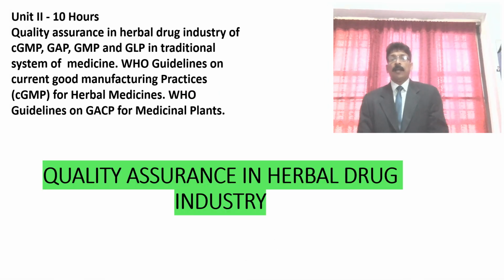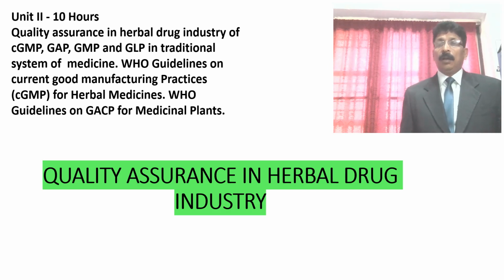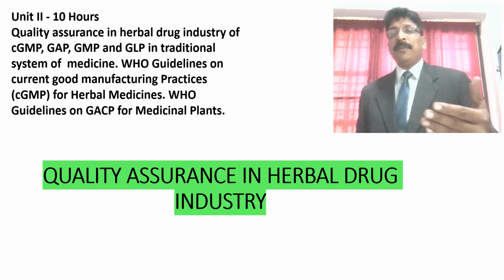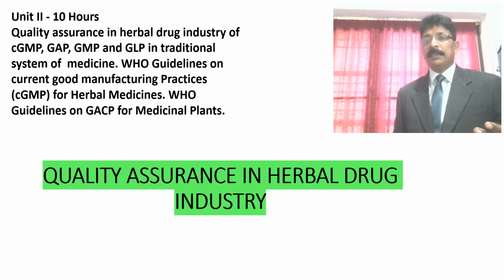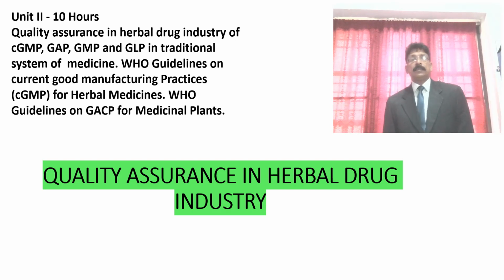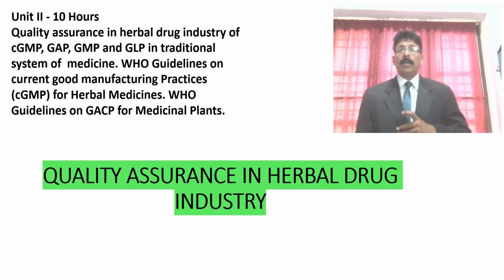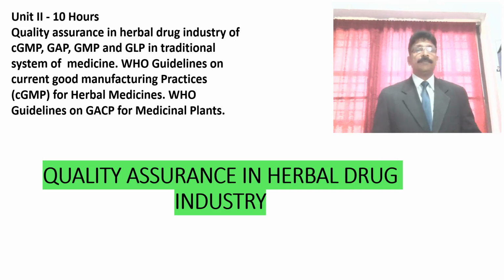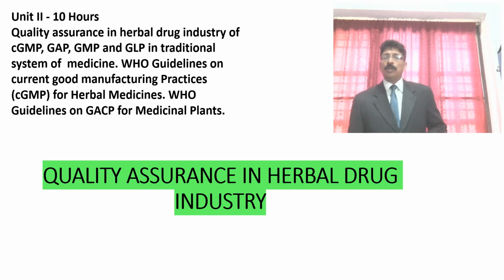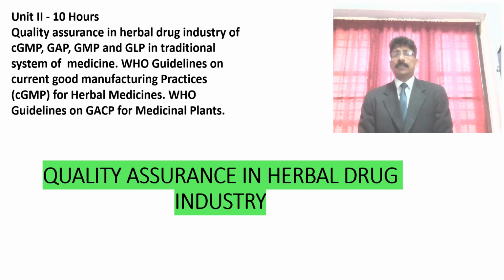In unit 2, quality assurance in herbal drug industry of current good manufacturing process and good agricultural process, and even good manufacturing process which you have discussed in pharmaceutics and in industrial pharmacy, which also have to be discussed, and good laboratory practice in traditional system of medicine for the system of Ayurveda, Siddha, Unani, how they are manufacturing their drugs and their formulations. And WHO guidelines, also good agricultural collection process in medicinal plants, which we have discussed in 6th semester for herbal formulation subject. In detail, we will have a discussion in that also.